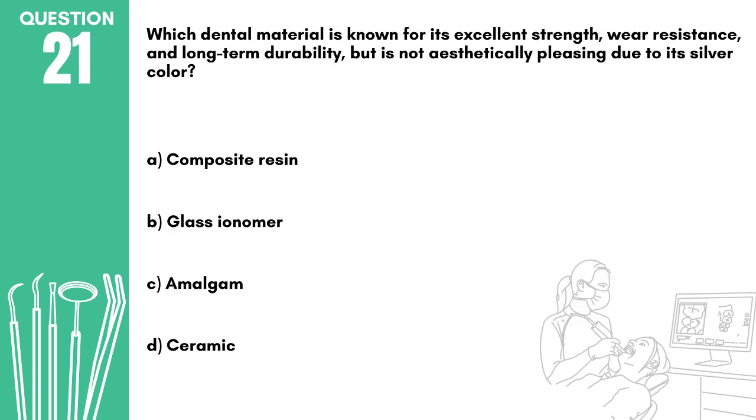Question 21. Which dental material is known for its excellent strength, wear resistance, and long-term durability, but is not aesthetically pleasing due to its silver color? A. Composite resin. B. Glass ionomer. C. Amalgam. D. Ceramic.